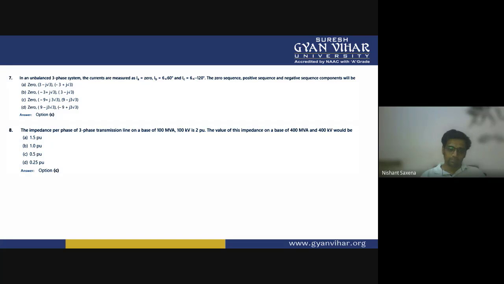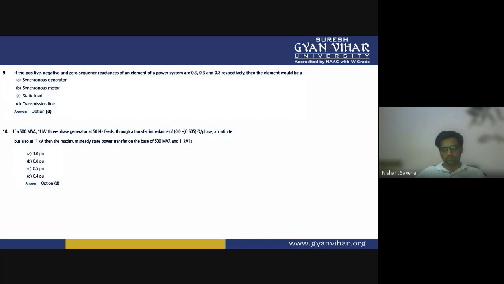for calculating the new per unit values, as we have discussed in the previous lecture. Now the 9th question says that the positive, negative and zero sequence reactances of an element of our system are given: x1 is equal to 0.3, x2 is equal to 0.3 and x0 is equal to 0.8. Then you have to identify whether the element is a synchronous generator, synchronous motor, transmission line or static load.